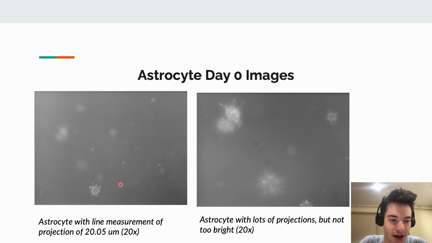So as you can see here, this is an astrocyte that has a lot of different projections. One of them was measured using ImageJ at 20.05 microns, and this is at 20x. And as you can see here, there's a bunch of astrocytes. We were able to get astrocytes growing all throughout the gel, looking pretty healthy and looking pretty good.